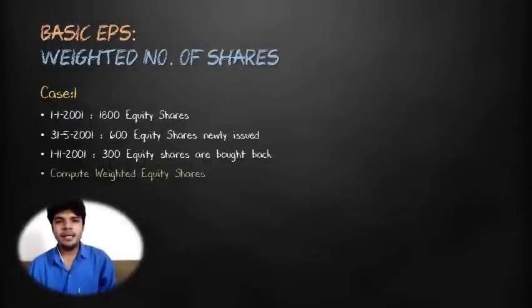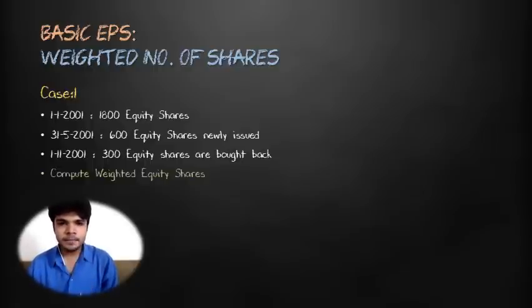Let us take a practical case on weighted number of equity shares. On 1/1/2011, 1,800 equity shares were outstanding. On 31/5/2011, 600 equity shares were newly issued. On 1/11/2011, 300 equity shares were bought back. Compute the weighted number of equity shares.